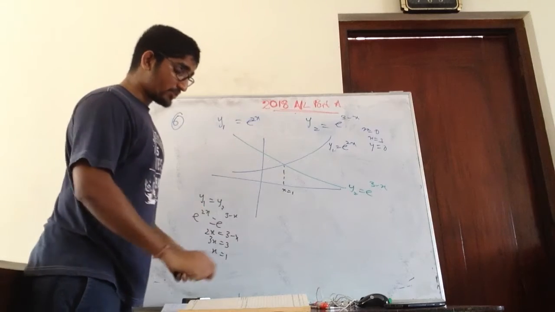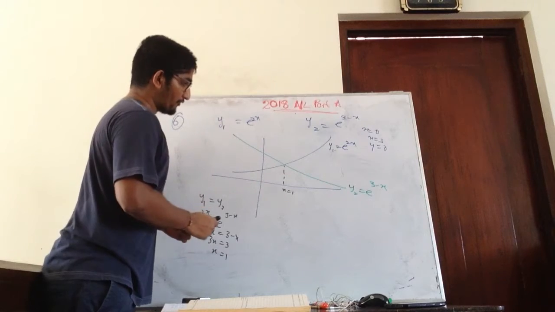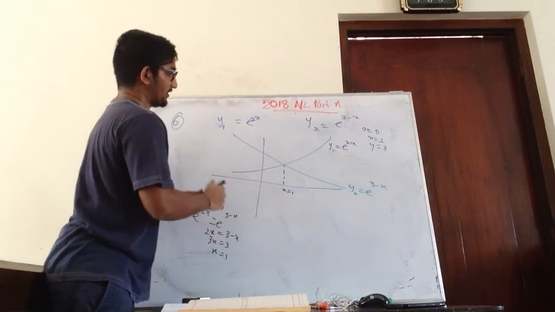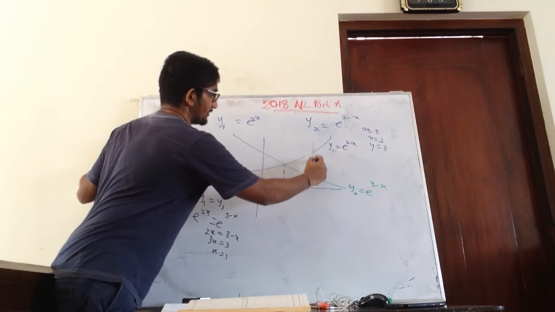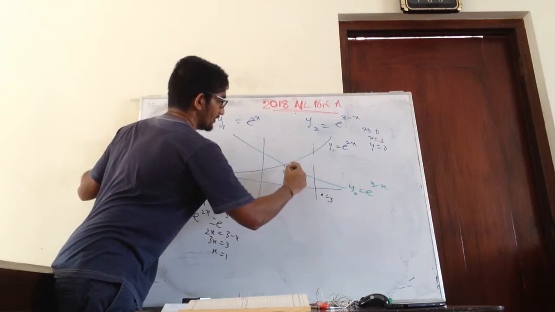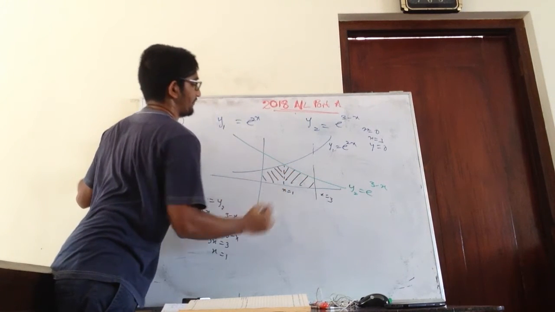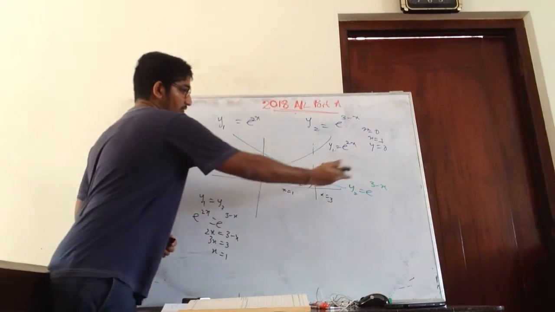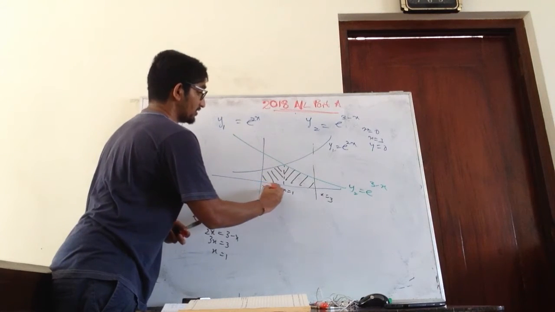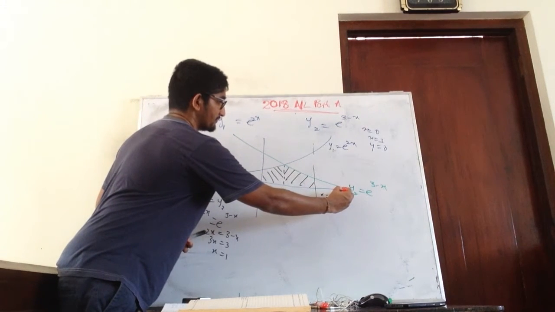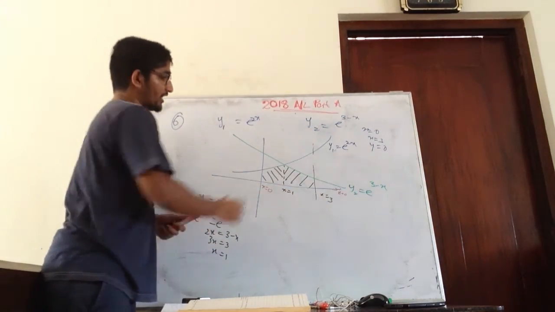Okay. Now they are asking the area between x equals 0, that means this, and x equals 3. They are asking this area. And y equals 0, right? So by default this becomes x equals 0, this becomes y equals 0, this line. So they are asking this area.